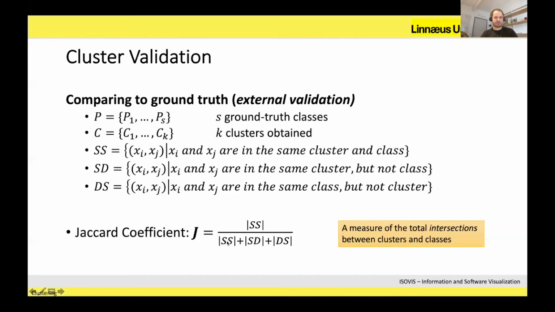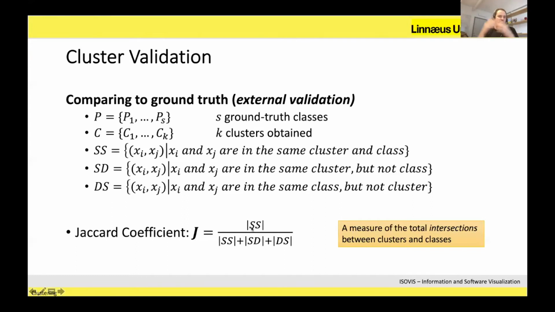So the points in the SS, the points in the SD, and the points in the DS, this will give you like a normalization term, so to speak. And then you basically find the number of correct predictions, so to speak, divided by the total number. And this will give you your Jaccard coefficient.